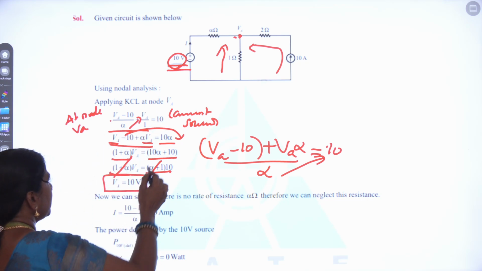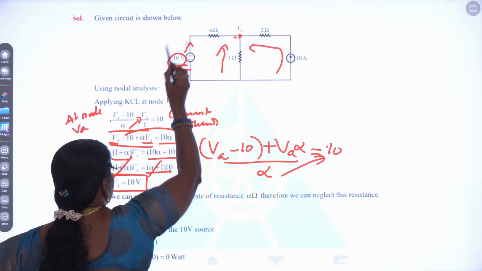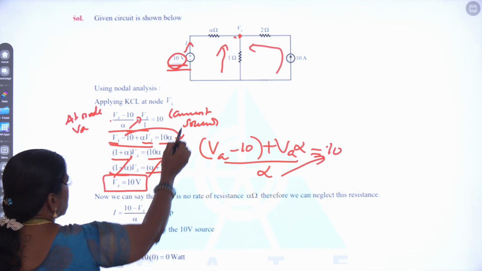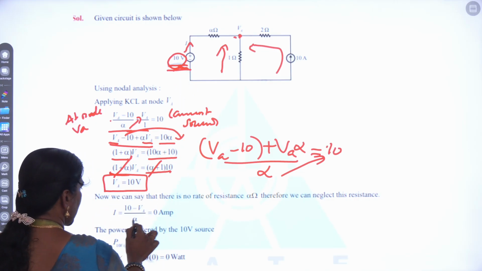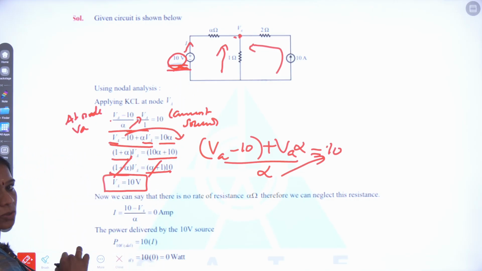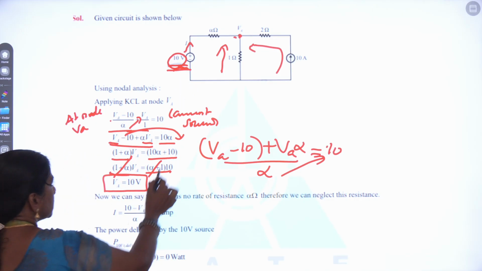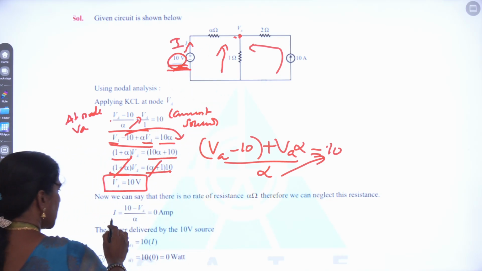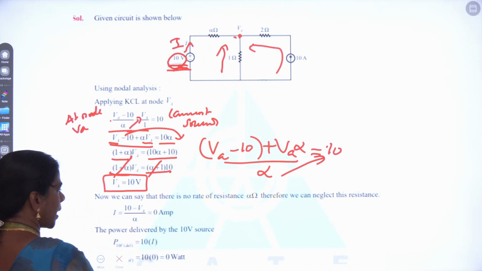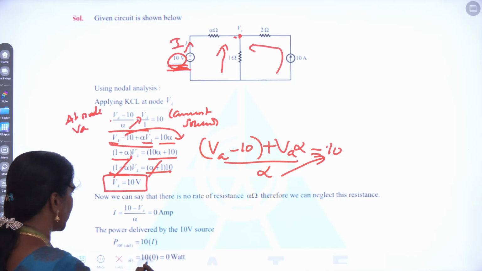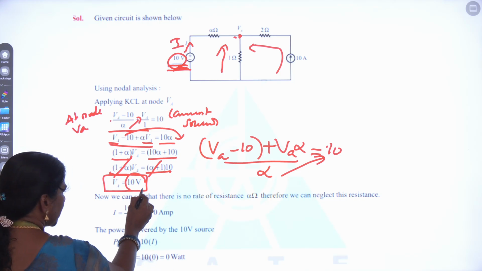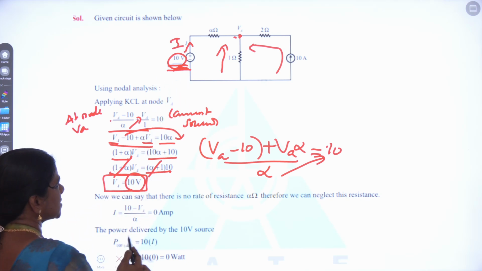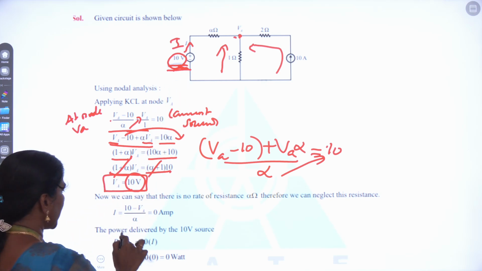Now what is the current I? This is the current I. So I is given by 10 minus VA, divided by alpha. That is the current passing through that particular branch. So this is the I which is passing through that branch. So I is equal to 10 minus VA by alpha. Already we have calculated VA is equal to 10.